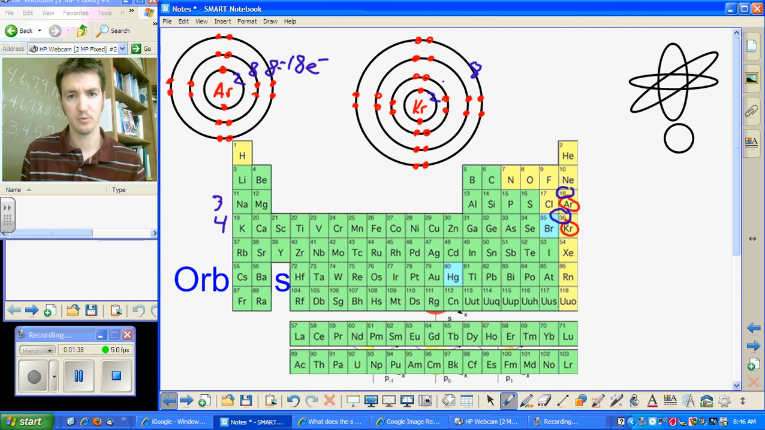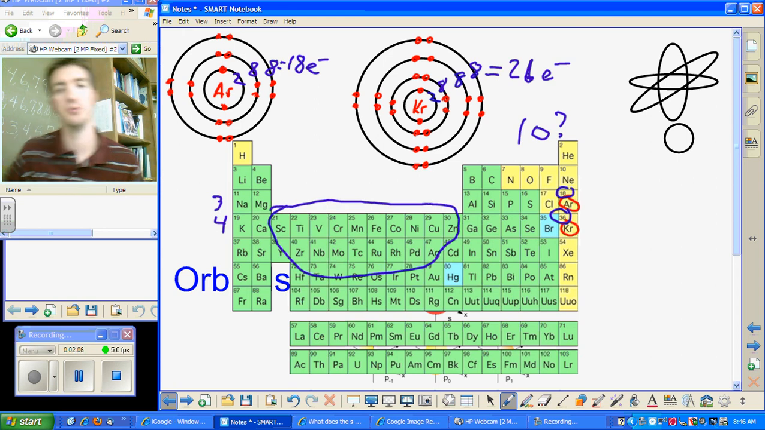So it's 2, 8, 8. So altogether that equals 26 electrons. Oh, but wait. It was supposed to have 36. So you're missing 10. What's up with that? What's different about this column, or this row, compared to the rest? Well, we've got these in here, and if you count, there are 10 electrons right there.